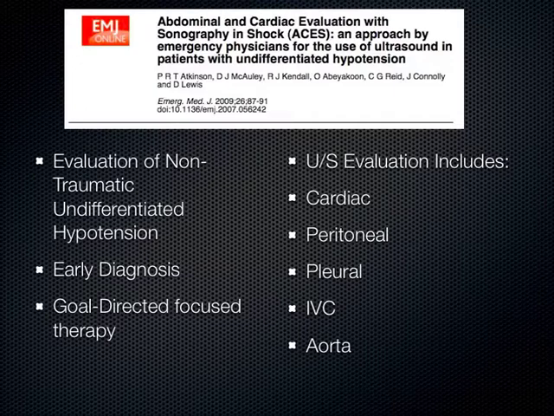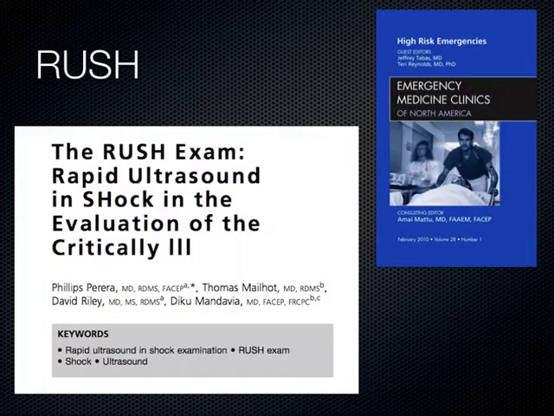And this included multiple modalities, including cardiac, peritoneal, pleural, looking at the IVC as a non-invasive measure of central venous pressure, and also looking at the aorta. And I liked their approach, but it's kind of here and there, and I agree with all the things they said. It's just that I like this approach better, the RUSH exam, or Rapid Ultrasound in Shock and Evaluation of the critically ill. And this was published in February in the Emergency Medicine Clinics of North America.